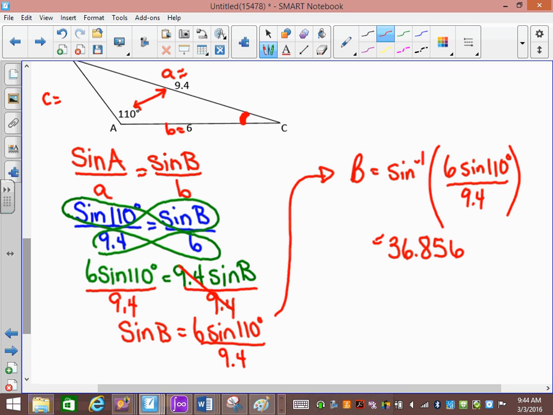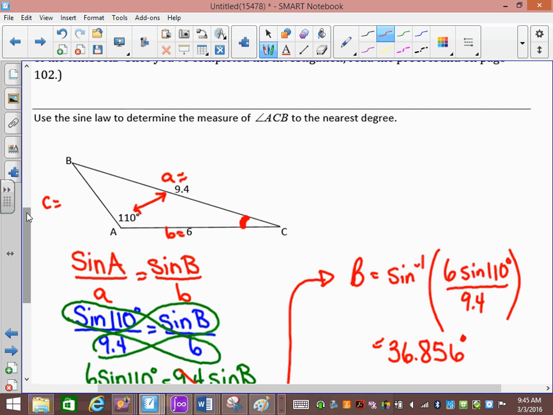Okay, you need at least this many decimal places because you should not round until your very last answer. Normally, I would make you keep all of the decimals because that is not our answer. Our answer is, what do they want? Angle C. And we only want to round at the very last answer, right? This isn't actually the answer they wanted. They want angle C. So we know that this is 36.856 degrees. How do we get C?